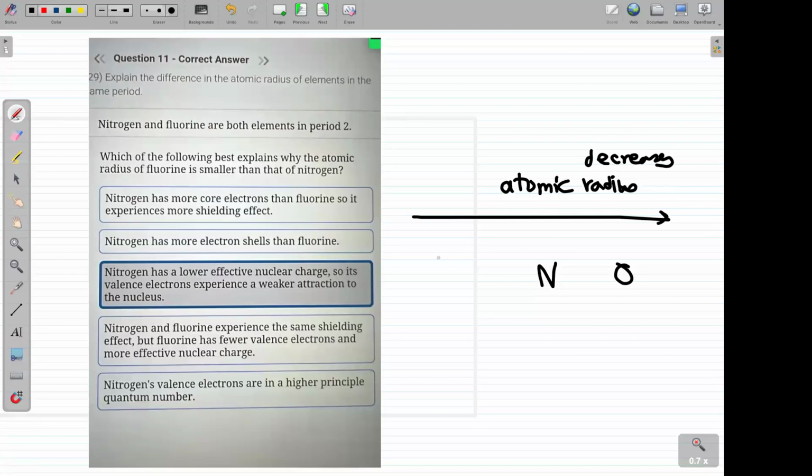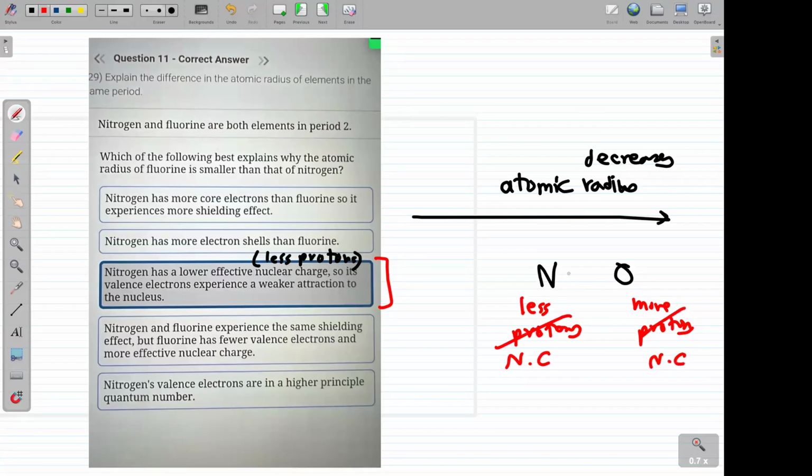Nitrogen has less nuclear charge. What is the meaning of less nuclear charge? It means fewer protons. You just know to yourself that it means protons, but don't write it down in the exam. Write only less charge. So the valence electrons experience a weaker attraction to the nucleus. That's all that you need to know. Don't say less or more protons; say less nuclear charge and more nuclear charge.